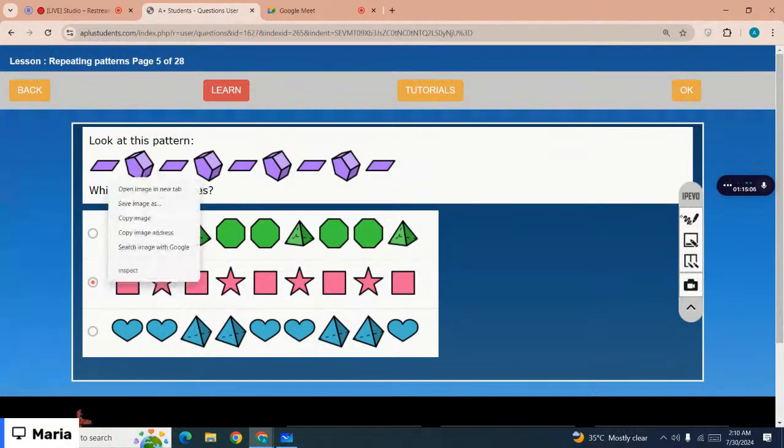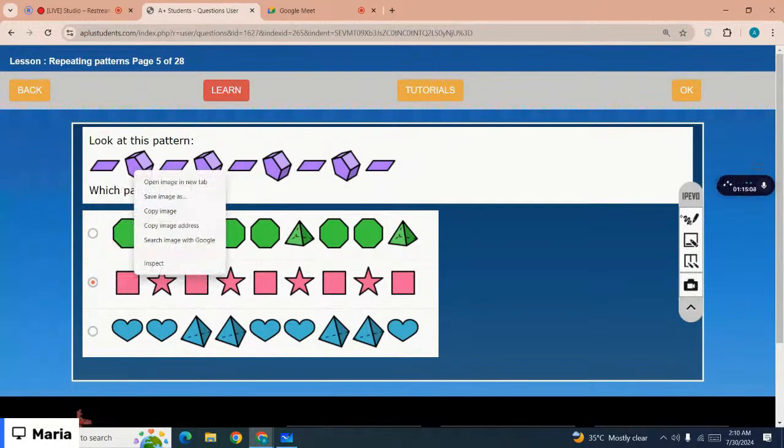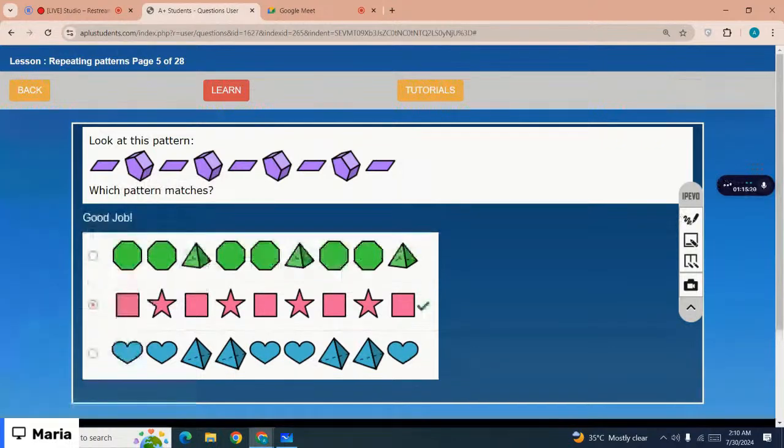One rectangle, then you have this shape, the same pattern, one rectangle. So the same pattern continues. You have two items and they continue the same. So that matches option number two, star, square, star, square. So option number two is the correct option. Got it?